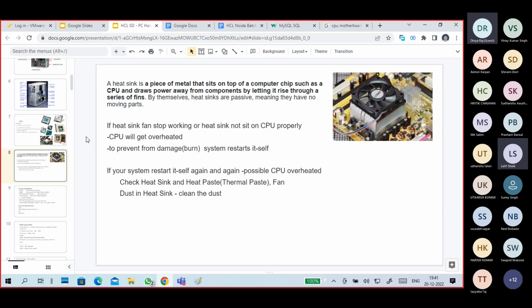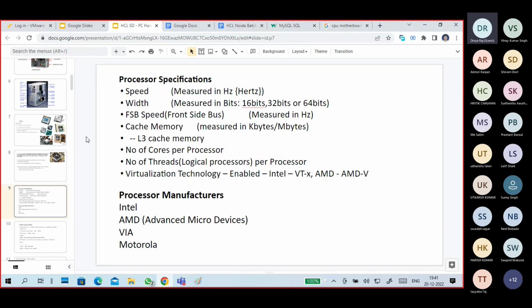So this is one of the basic troubleshooting things. If your system continuously restarts without showing any error, please check your heatsink paste, heatsink and heatsink fan. Make sure the heatsink is sitting properly, the heatsink paste is applied properly, the heatsink fan is running properly and there is no dust. If there is dust, clean it. Okay, just understand the heatsink and the importance of heat.